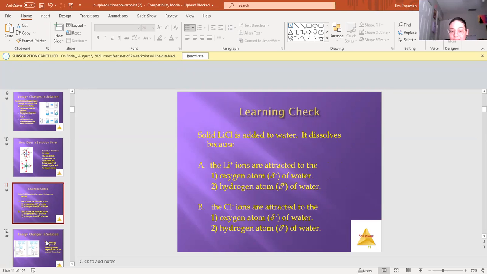I'm guessing the hydrogen. Okay, what's the charge on the lithium? Is it positive or negative? Positive. What's the charge on the hydrogen? Positive. Oh, the oxygen's negative, and then okay, lithium is positive, hydrogen is positive. So it needs an opposite charge. Absolutely. So it's attracted to the oxygen atom.